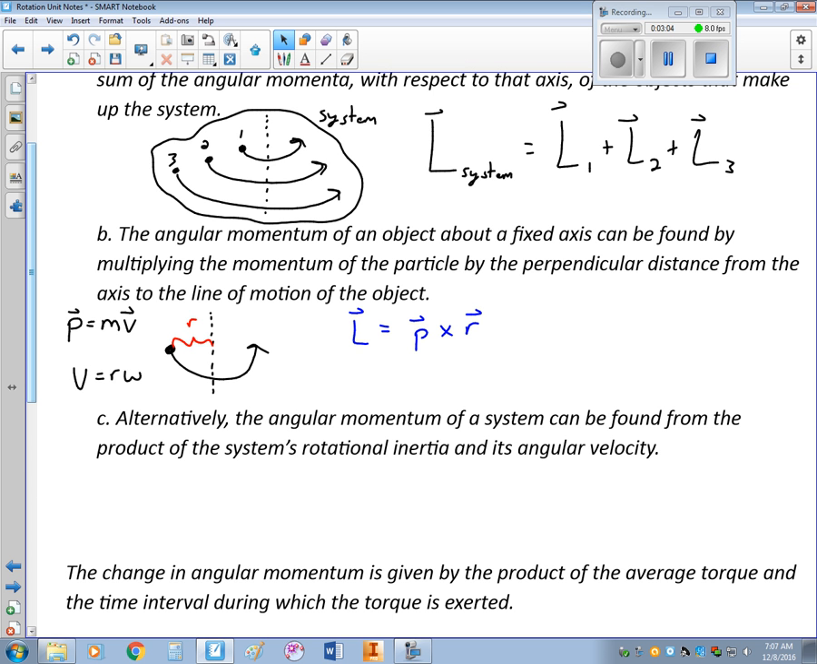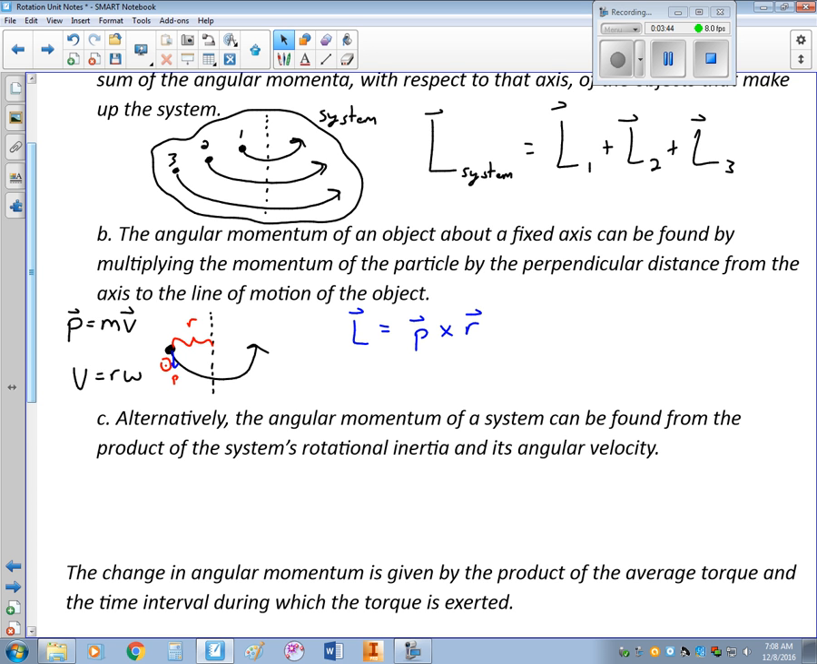We can find the direction of L with the right hand rule. Your fingers would point in the direction of p, the momentum, so for us, it's coming out of the chalkboard here. Your thumb would point in the direction of r, and then the angular momentum would be your palm, and that points straight down. So the direction of the angular momentum here would be straight down.